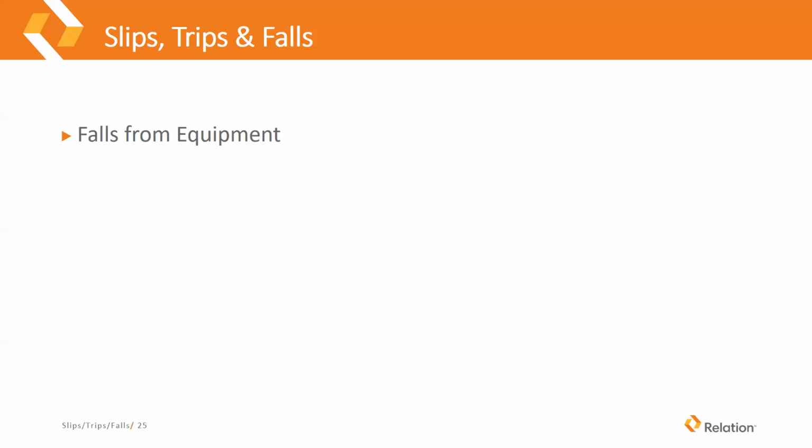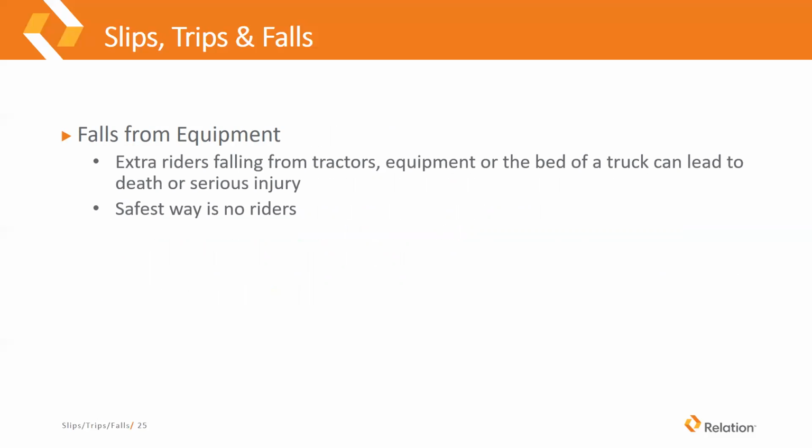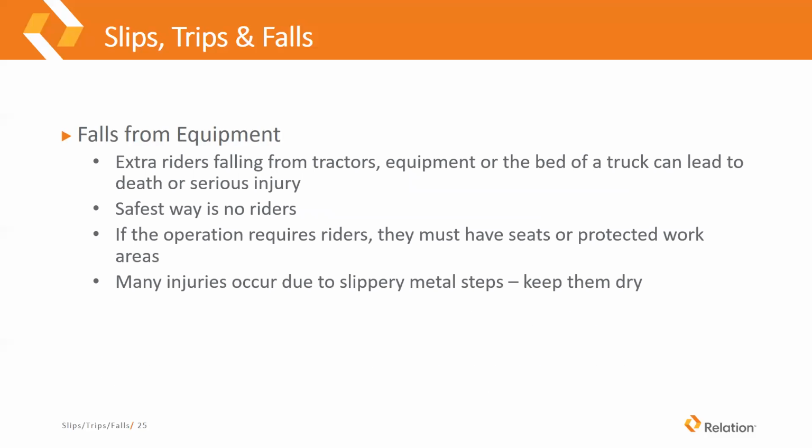All right, so a couple things on falls from equipment. Extra riders on tractors, equipment, or the bed of a truck can lead to a death or serious injury. The safest way to operate is to not have riders. If the operation requires riders, they must have seats or a protected work area. If you have a forklift with one seat, that means one driver, no riders. If you have a forklift with 4 seats, that means 4 riders can be on that forklift.